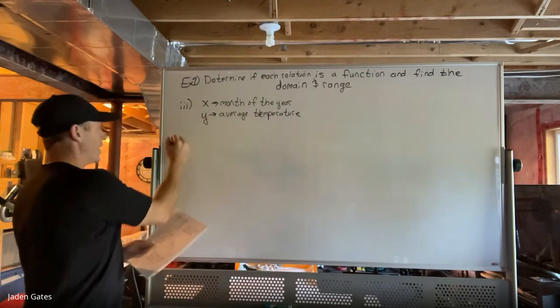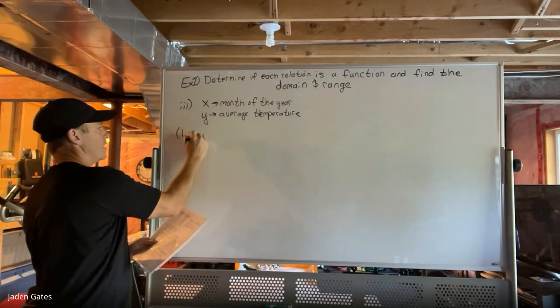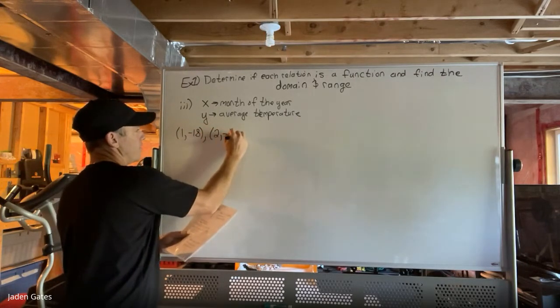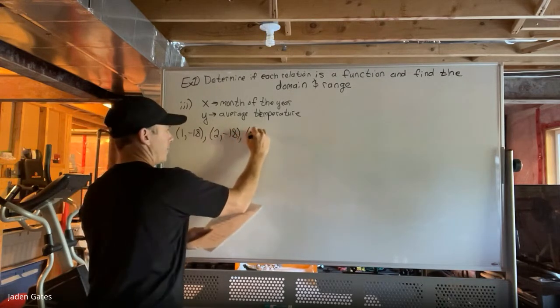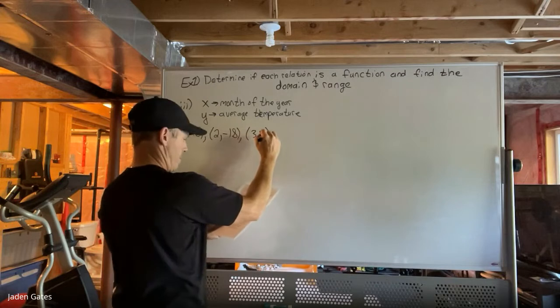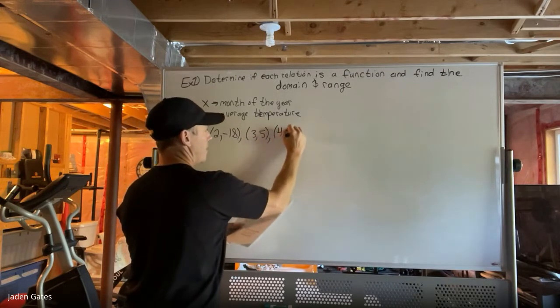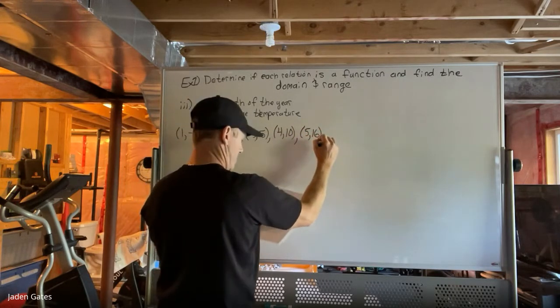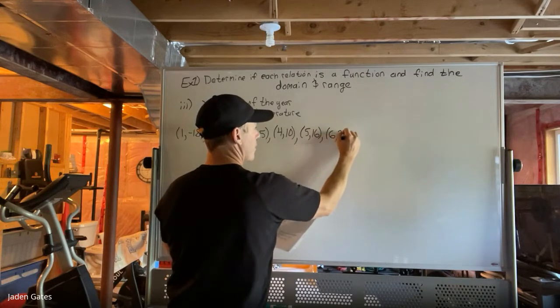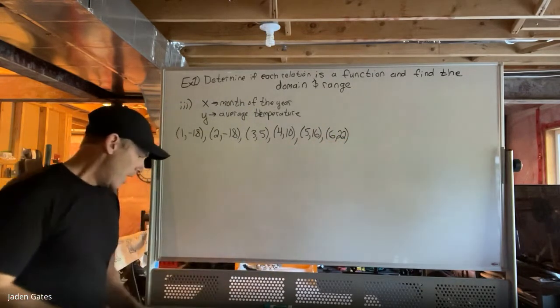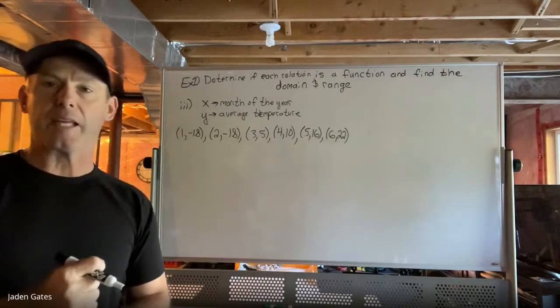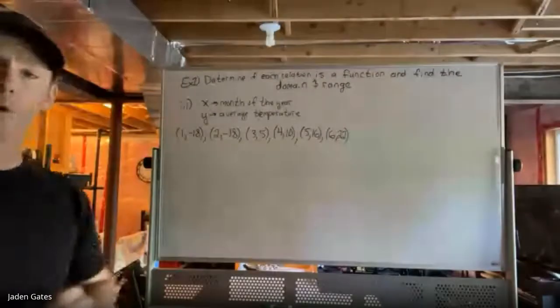And here's the data. We have 1, -18, which would be January. 2, -18, 3, 5, 4, 10, 5, 16, and 6, 22. All right. Somebody want to, just from that information there, chime in and make a shot at whether this is going to be a relation or a function?